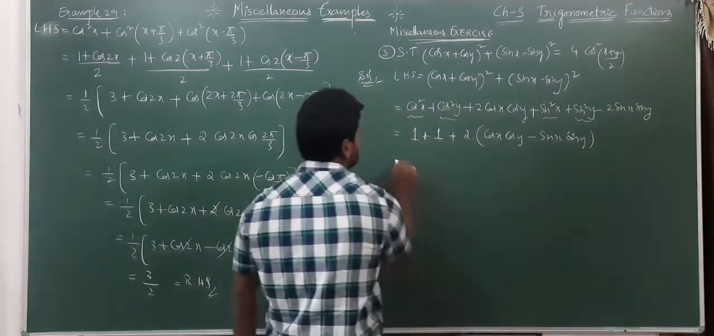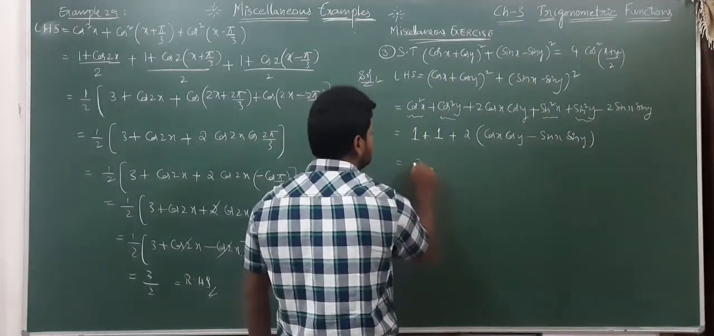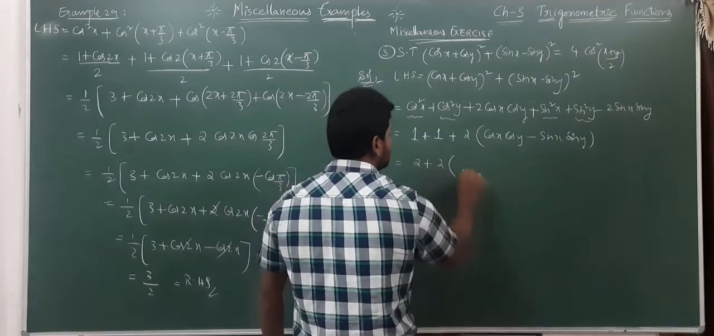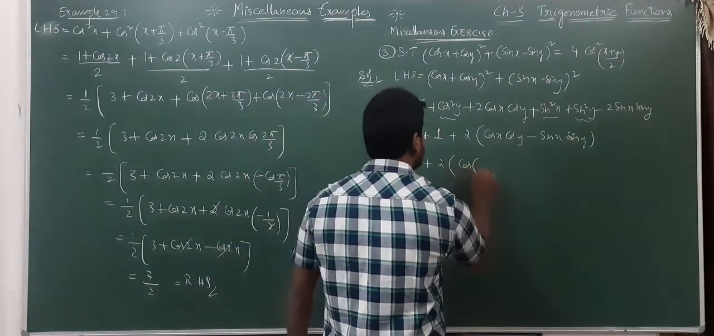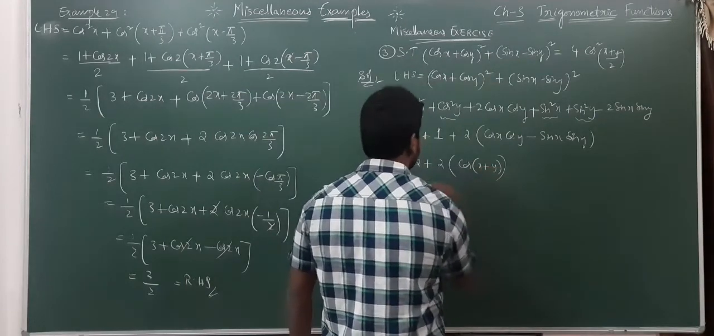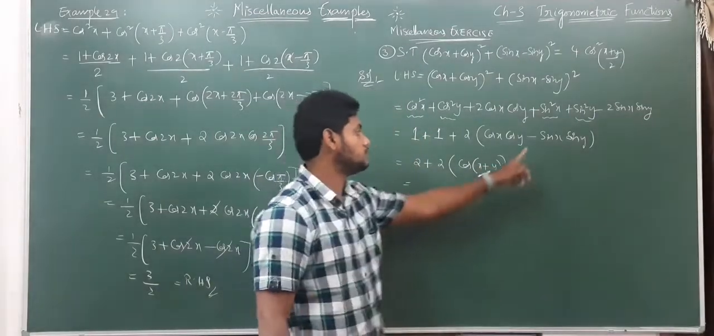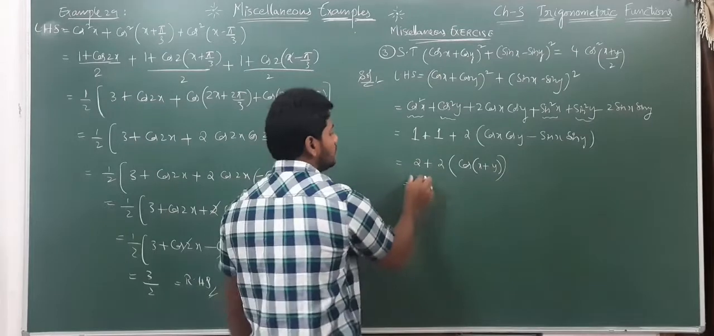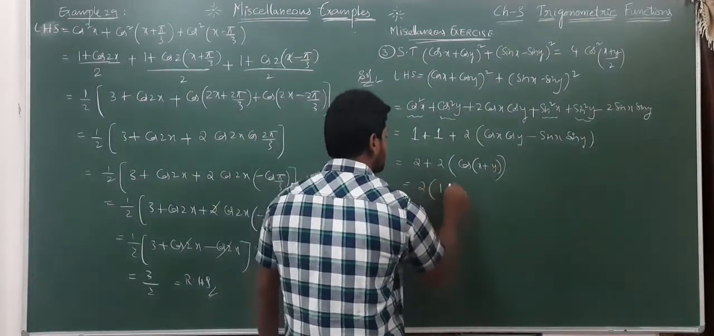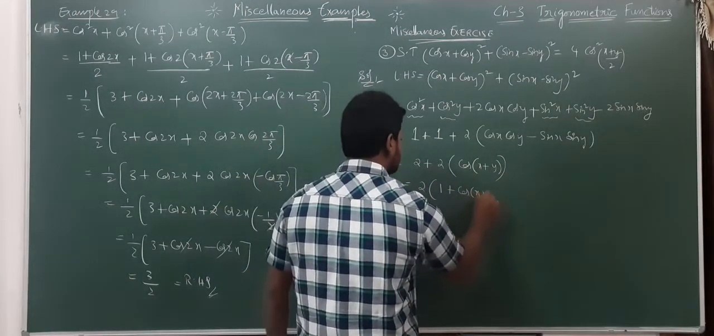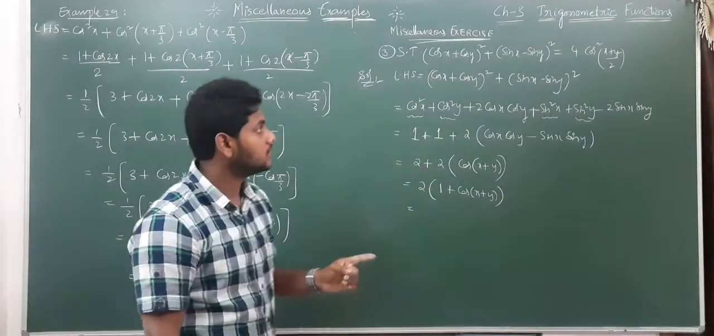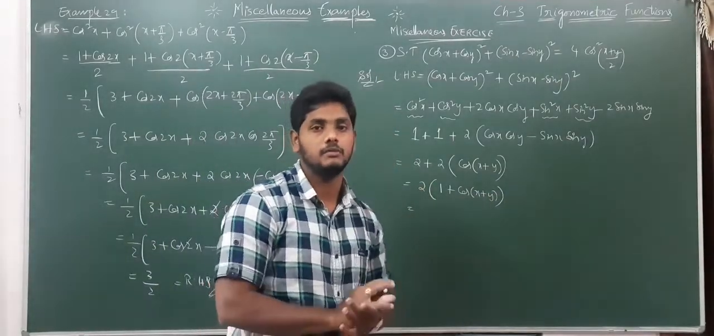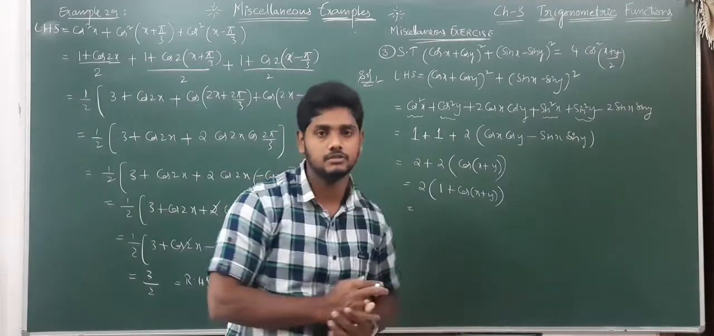Anyone tell me what is the formula of that? This is 1 plus 1 is 2, plus 2 into (cos x cos y minus sin x sin y), which is the formula of cos of (x plus y). Right? Here minus means here it will be plus. Now from these two, if you take 2 common, it will become 1 plus cos of (x plus y). Now from this one, how will we get cos square (x plus y) by 2? Nothing but 4 cos square (x plus y) by 2.